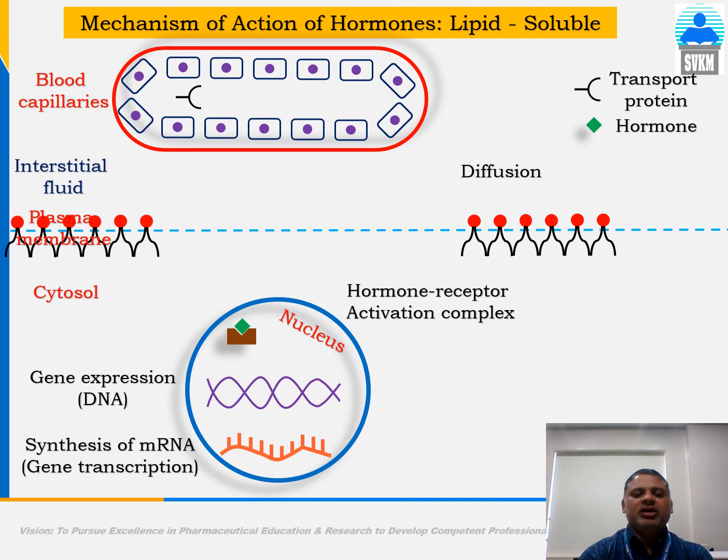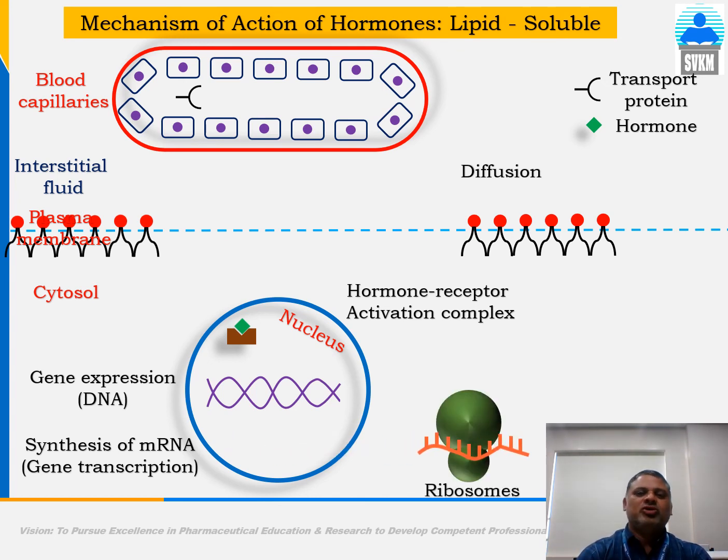So after binding of the hormone to the nuclear receptor, they start the gene expression in the form of synthesis of mRNA. That is, the double-stranded DNA is converted into single-stranded mRNA, and this mRNA is transported into the cytosol or cytoplasm, where it acts on the ribosomes and initiates protein synthesis. They synthesize new proteins, and after synthesizing the new proteins they alter the cellular activity. That is the mode of action of these lipid soluble hormones.